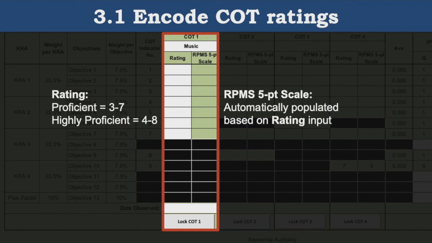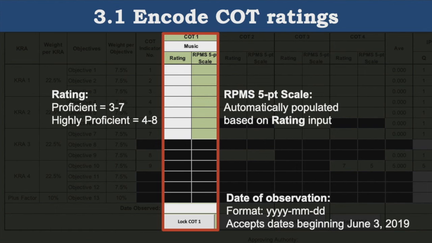Again, you will confirm that the column or the cells are enabled because they have turned white. For the proficient form, this column will accept values from 3 to 7. For the highly proficient form, it will accept values 4 to 8. The second column, the RPMS 5-point scale, will be automatically populated based on the input on the rating column. After inputting the rating, you need to input the date of observation at the bottom. This field accepts dates beginning June 3, 2019 using this format.